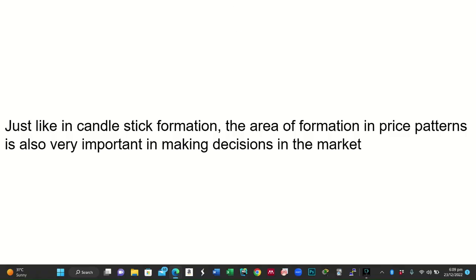So just like candlestick formation, the area of formation in price patterns is also very important in making decisions in the market. I already said this before. When I was explaining candlestick formation, I told you that it is not about the candles forming alone. It is about the particular area where they are formed. So in price patterns also, we need to take into consideration the particular area where price is forming. So that is where we are going to be making our decision. And in this forex market, you need to be making quality decisions to make a lot of profit.